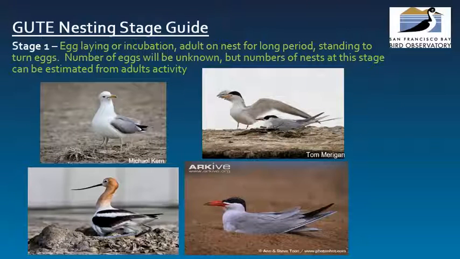Stage 1 will consist of egg-laying or incubation. The adults will likely be in a nest for a long period of time, or standing at a nest to turn eggs. It can be difficult to distinguish an incubating adult from a roosting one, so you may have to watch it for a while to look for behavioral cues. Watch as they're adjusting their position. You can watch them settle down in a way that suggests there are eggs or chicks underneath, and their tails will often be sticking up at more of an angle than if they were roosting. At this stage, count the number of active nests.